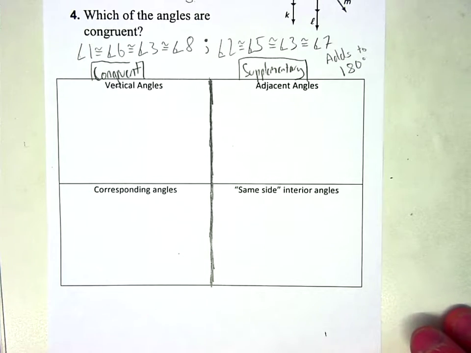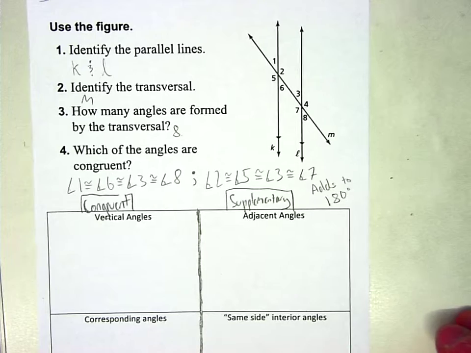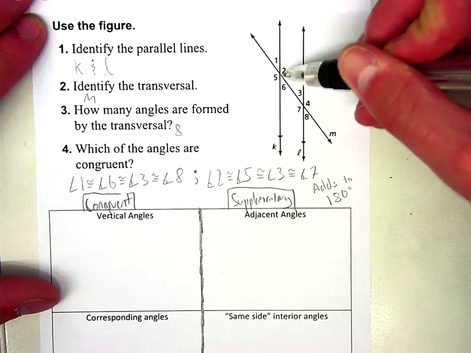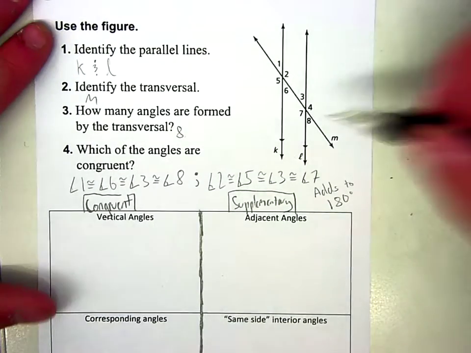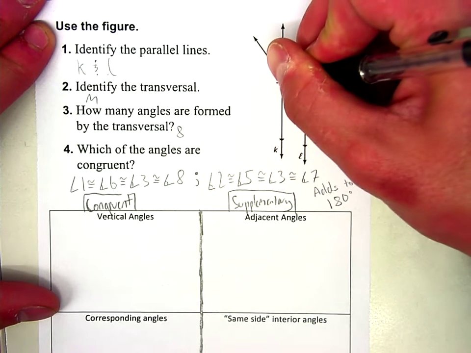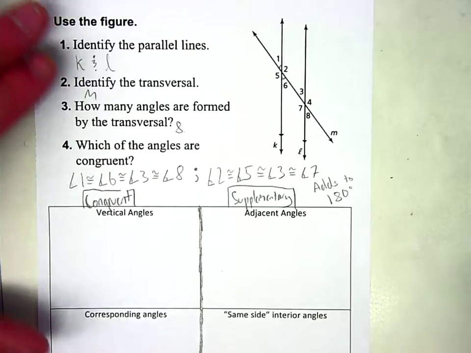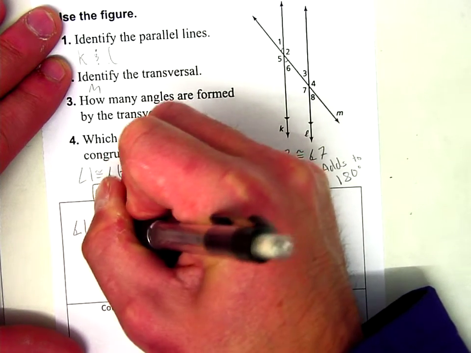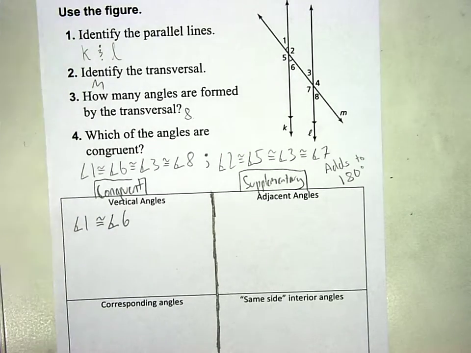Vertical angles. Okay, let's look up at this picture here. Let's come up with a couple sets of vertical angles. Vertical angles are just any angles that are directly across from each other at an intersection. So in this case, I can see it looks like angle 1 and angle 6 are vertical angles. So down here I'm going to write angle 1 is congruent to angle 6. And that's because vertical angles are congruent.